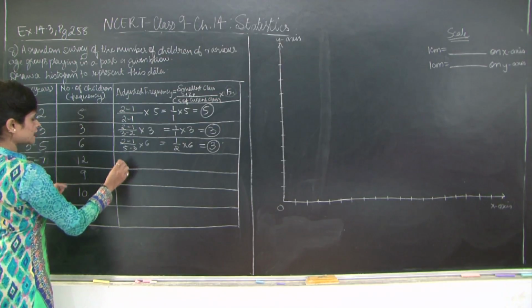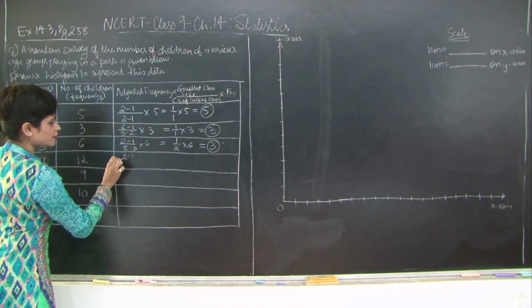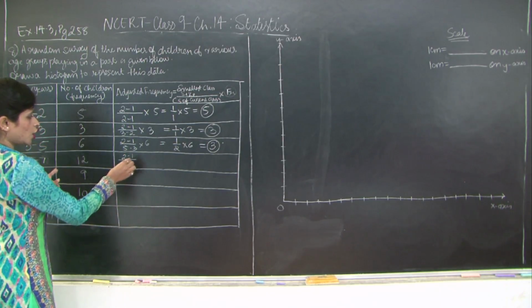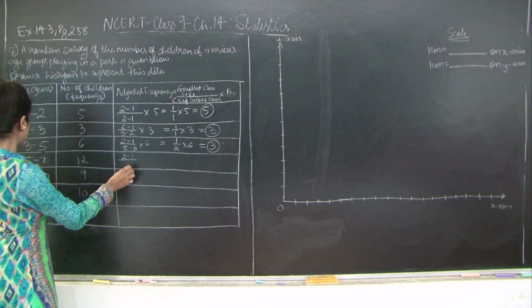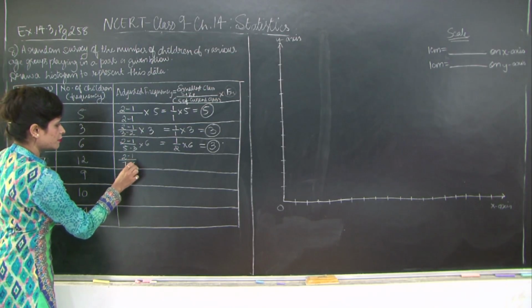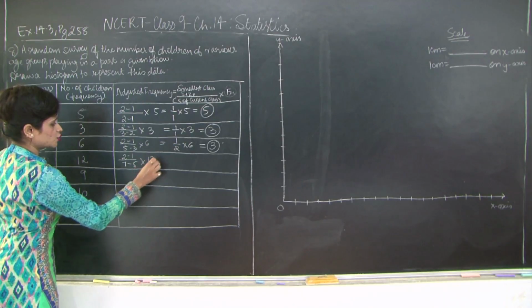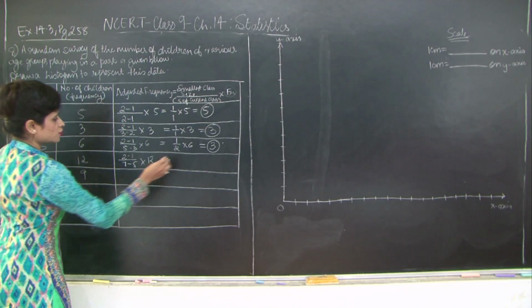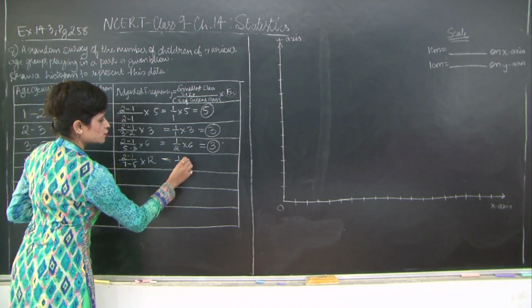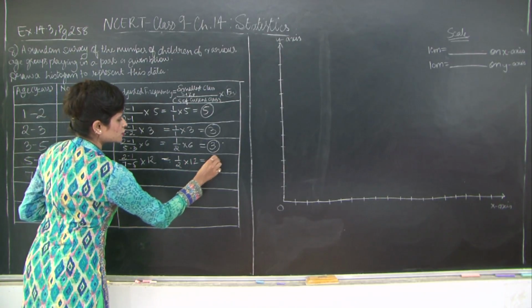Alright. Then again, the numerator will remain unchanged, that is 2 minus 1. Only in the denominator we are going to take the class size. So this is going to be 7 minus 5 into 12. So this is going to be 1 upon 2 into 12, which is equal to 6.